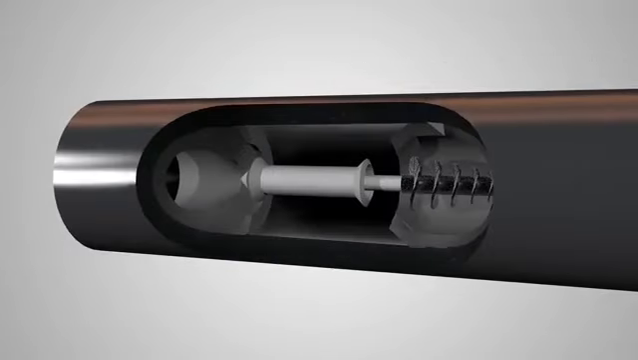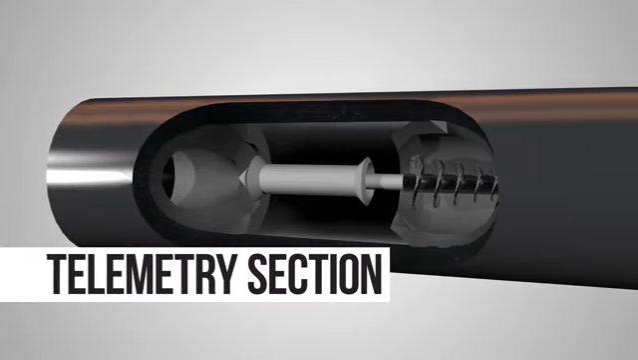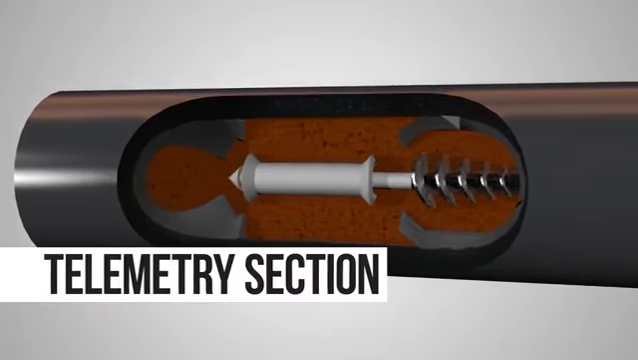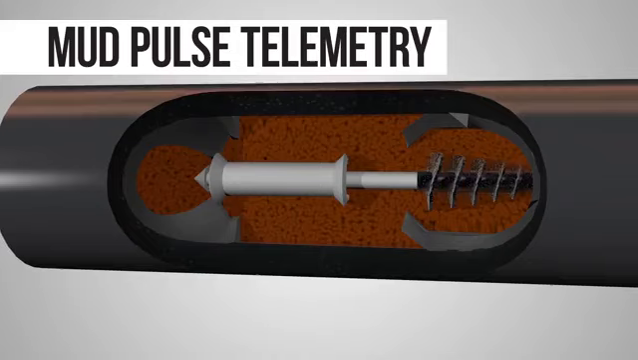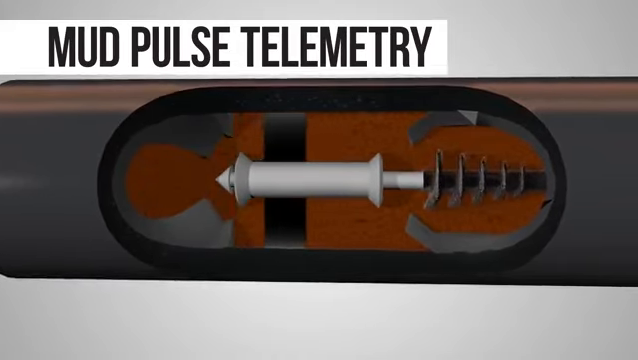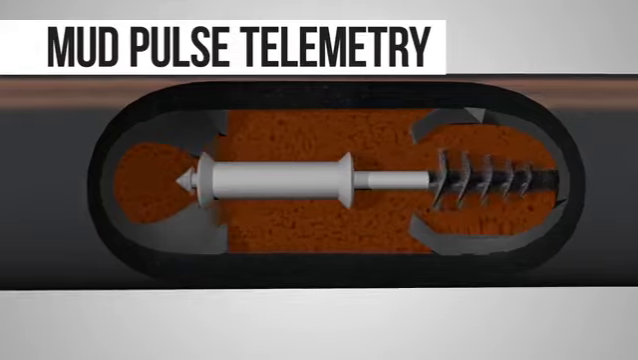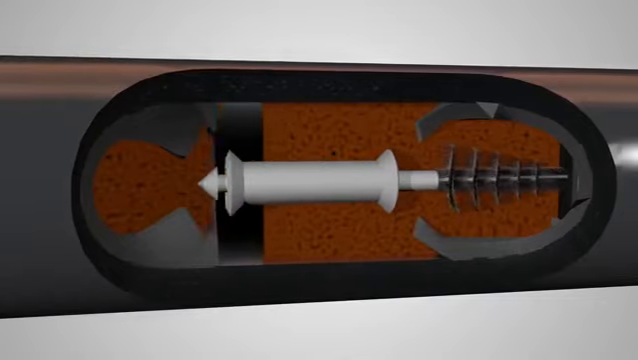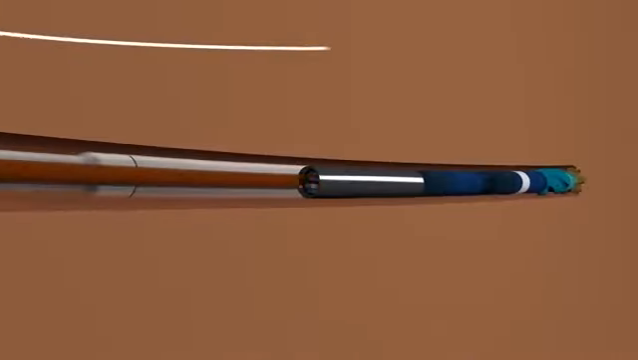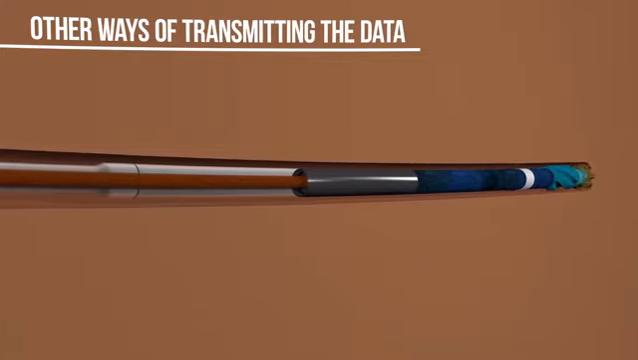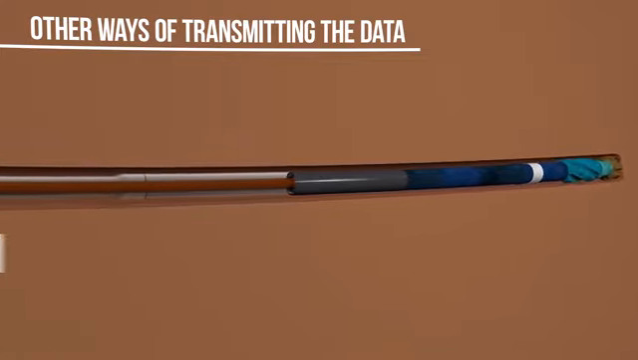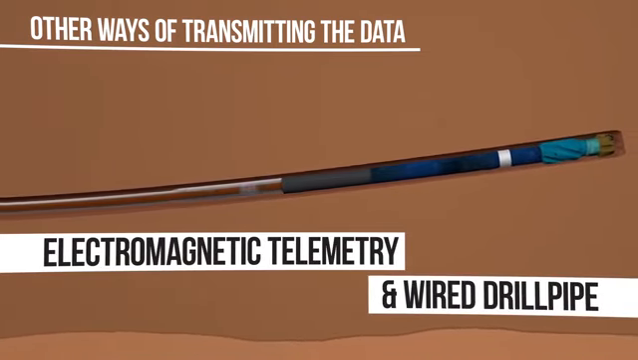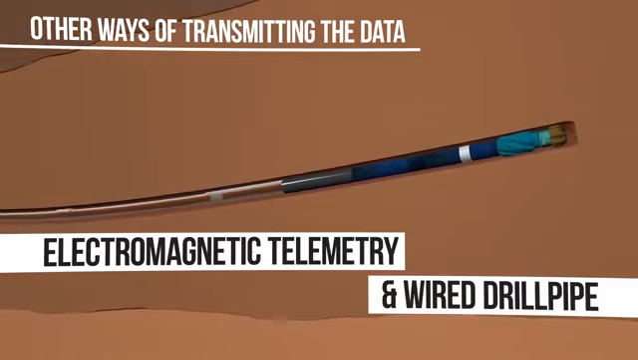There is also a telemetry section in the tool, responsible for transmitting the data from the tool to the surface. Mud pulse telemetry is a common transmission mode, where the data is encoded into the drilling fluid as a series of pressure pulses and decoded on the surface, very similar to Morse code. There are other ways of transmitting the data from the tool to the surface, including electromagnetic telemetry and wired drill pipe, although these systems tend to have their limitations.